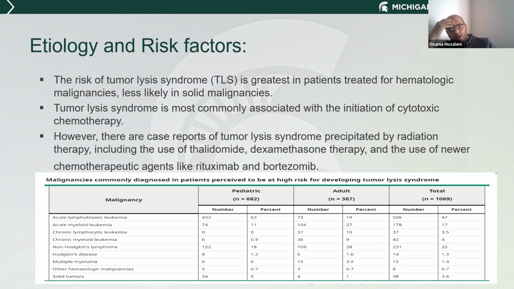And then you have other hematological malignancies such as CLL, Hodgkin lymphoma, non-Hodgkin lymphoma, and multiple myeloma. It's less likely to occur in solid tumors than in hematological malignancies, and there were some case reports of the occurrence of tumor lysis syndrome in patients with breast cancer. But always keep in mind that hematological malignancies are at a higher risk of tumor lysis syndrome. There have also been some case reports of tumor lysis syndrome precipitated by radiation therapy, the usage of dexamethasone, thalidomide, and newer chemotherapeutic agents such as rituximab and bortezomib.